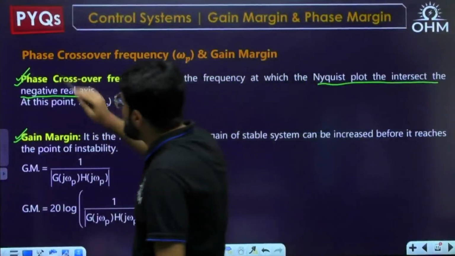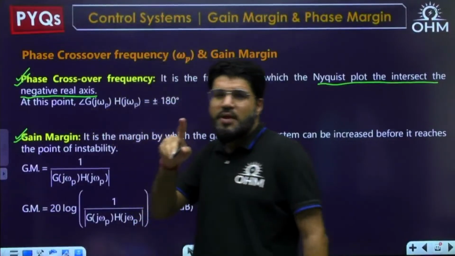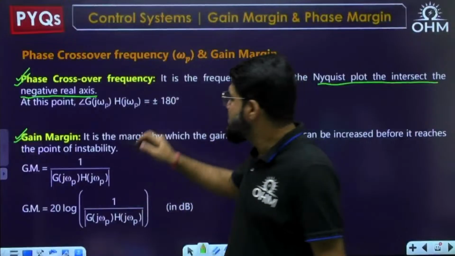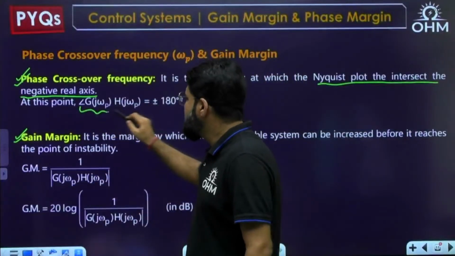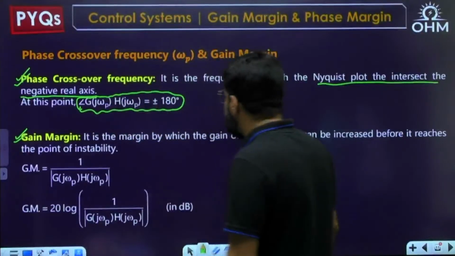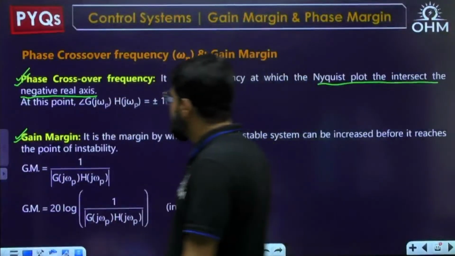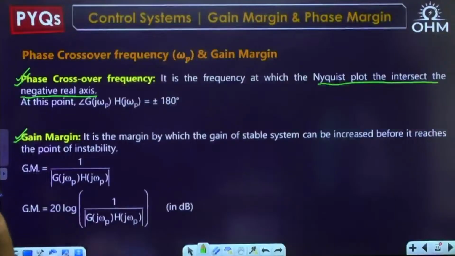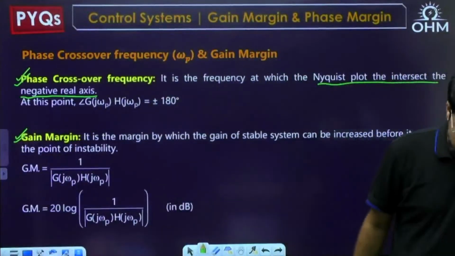For gain margin, you need the phase crossover frequency. At the phase crossover frequency, because you cut the negative x-axis, what is the phase? Negative x-axis means plus or minus 180 degrees. So at the frequency omega p, the angle of G(j omega p) is plus or minus 180 degrees, correct? It is plus or minus 180 degrees.